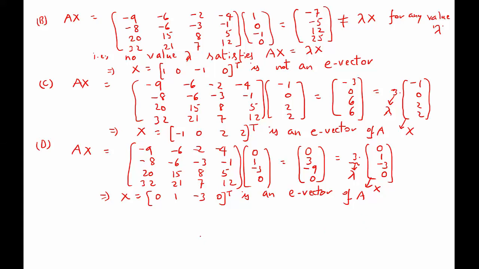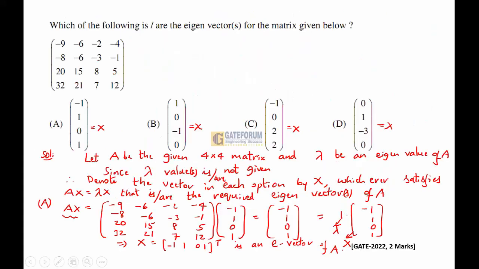Correct or not? That's why they asked which of the following are the eigenvectors of the matrix. So therefore, A, C, D. Options A, C, D is the required answer. That is this one, this one, this one. So this is the end of the question.